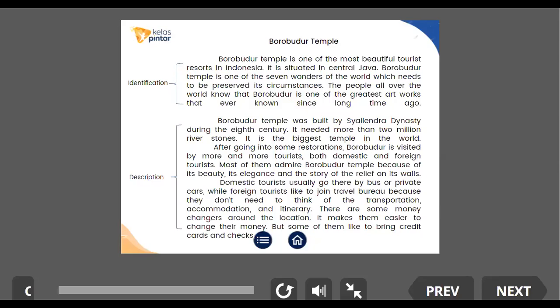Borobudur Temple. Borobudur Temple is one of the most beautiful tourist resorts in Indonesia. It is situated in Central Java. Borobudur Temple is one of the 7 wonders of the world which needs to be preserved. The people all over the world know that Borobudur is one of the greatest artworks that has ever been known since a long time ago.